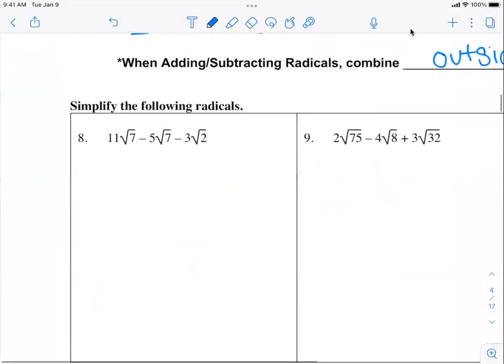Okay, simplify the following radicals. Again, they need to be like terms. So 11 root 7 minus 5 root 7 are like terms. They're both root 7. 11 minus 5 is 6 root 7. You cannot do anything with the 3 root 2, so it just stays. You cannot combine those. Also try to simplify. Root 7 and root 2 do not have a perfect square in them, so you're done.